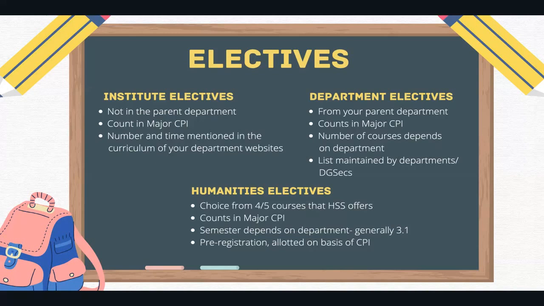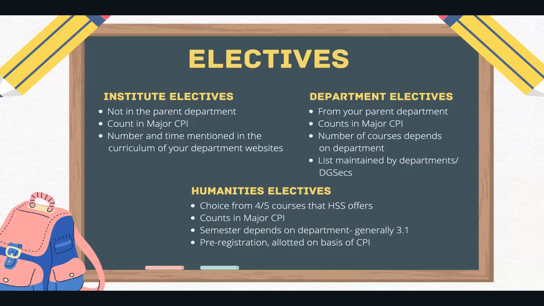Humanities electives. There are generally a set of 4 to 5 courses that the humanities department offers, and you have to compulsorily take them as an elective. These courses count in your major CPI, and there is a specific semester in which you have to take them. Generally, it is a 3.1 semester, that is the fifth semester, the first semester of your third year. But some departments also offer it in the third semester, like the chemical department.